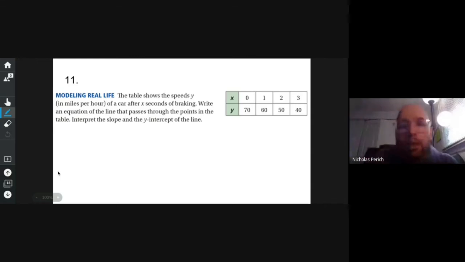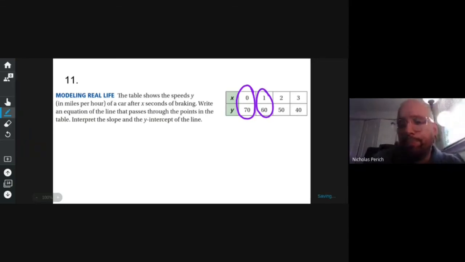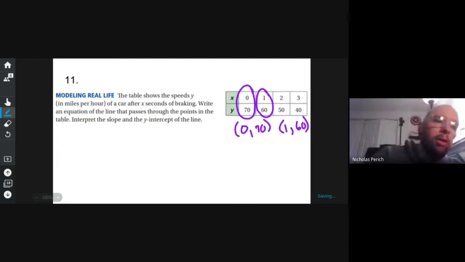Buddy, it's the same problem, but instead of having it like a nice vertical thing, you have horizontal. So let's pick 2 points. Doesn't matter which 2 points I pick. Actually, let's make life easier. Let's pick the points next to each other, shall we? So my 2 points are going to be the x value is 0, the y value is 70. So 0, 70, and 1, 60. Label your points.